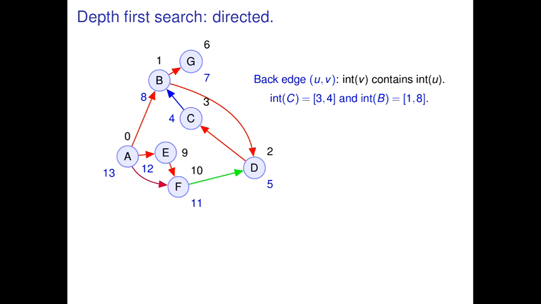C is a descendant of B. Right, that's right. Why do we know it's a descendant of B? Because B is on the stack when we're exploring C. Meaning, how did C get on the stack? Well, B put it there. B explored something, which explored something, which explored something, which eventually explored C.